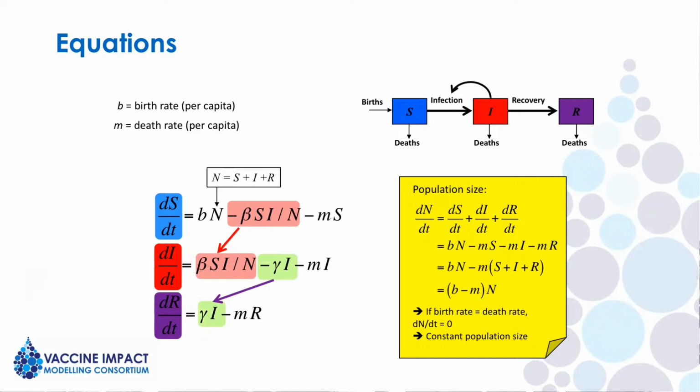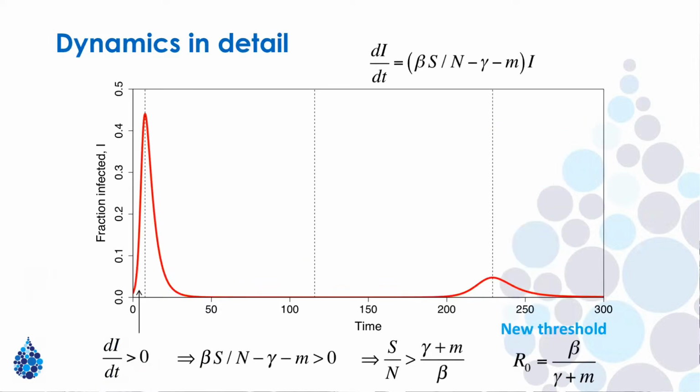Okay. So we've got our equations. We can start thinking about how they correspond to key parts of our epidemic timeline. So we've got our first outbreak. We reach this peak. That's where S over N is equal to 1 over R naught. But now we've got a slightly different equation for R naught. We'll come back to that.